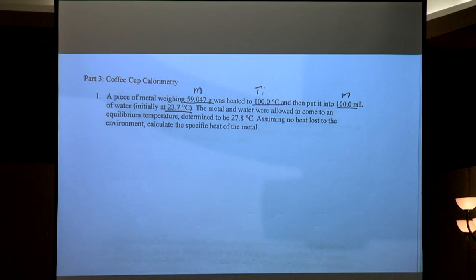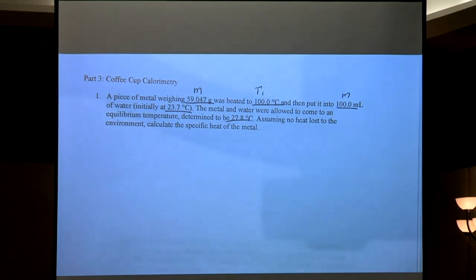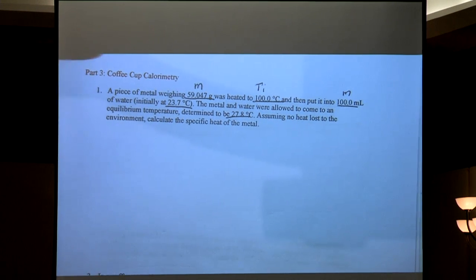The metal and the water were allowed to come to equilibrium temperature, determined to be 27.8 degrees Celsius. Assuming no heat lost to the environment, calculate the specific heat of the metal. Okay. So I'm going to draw it.